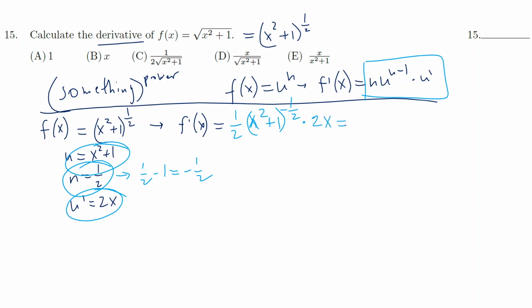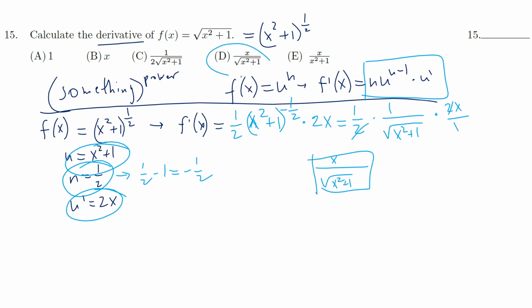So now I have to properly rewrite it. It's 1/2 times 1 over square root of x squared plus 1 times 2x over 1. Here I can cancel the 2's. So I have x over square root of x squared plus 1. That's my final answer. It is D. Okay? So that's the chain rule.